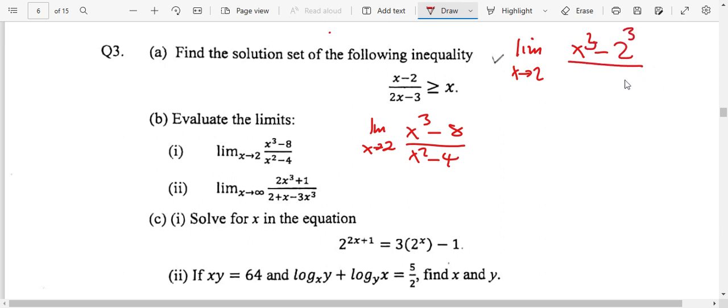Like 8 is the same as 2 cubed. So write it as a difference of 2 cubes. And then down you're going to have x squared minus 2 squared, the difference of 2 squares. So this is going to be the limit as x approaches 2.